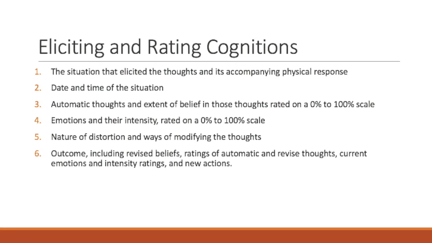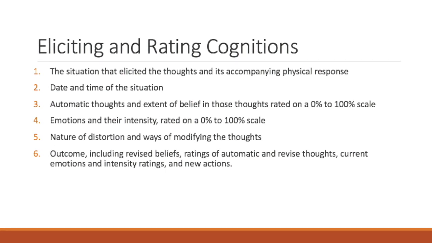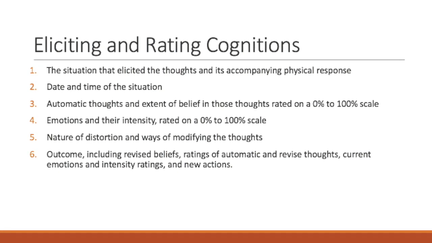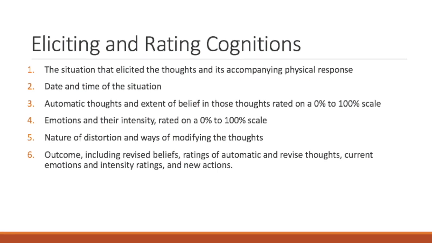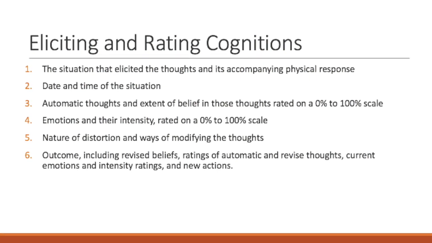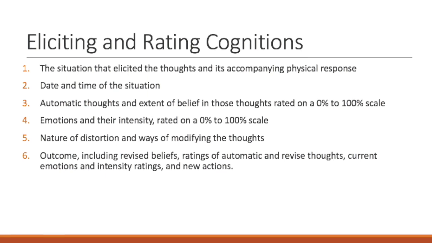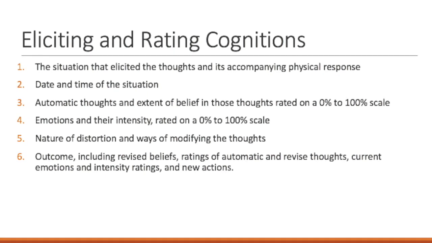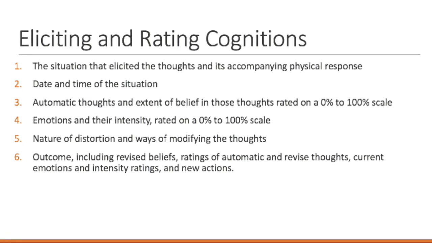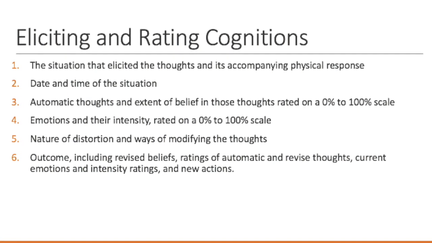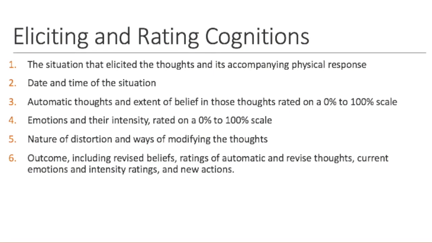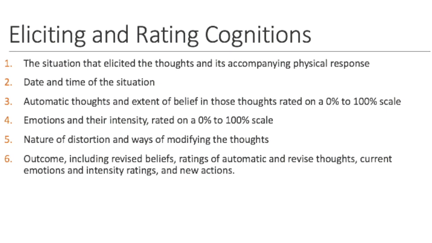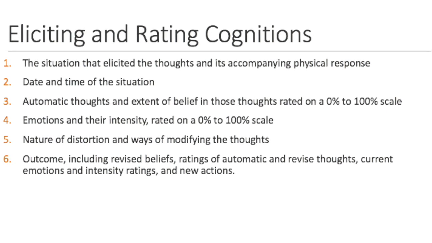Eliciting and rating cognitions. Number 1, the situation that elicited the thoughts and its accompanying physical response. Number 2, the date and time of the situation. Number 3, automatic thoughts and extent of belief in those thoughts, rated on a 0% to 100% scale. Number 4, emotions and their intensity, rated on a 0% to 100% scale. Number 5, nature of distortion and ways of modifying the thoughts. And number 6, outcome including revised beliefs, rating of automatic and revised thoughts, and current emotions and intensity ratings and new actions.